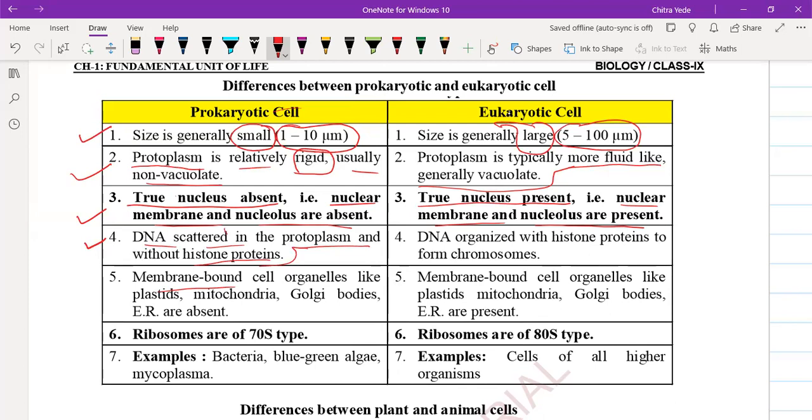While in eukaryotic DNA, it is organized with histone proteins, which helps to form the chromosome. So the DNA will be condensed in order to form chromosomes. Okay, now the next two points, we will read.